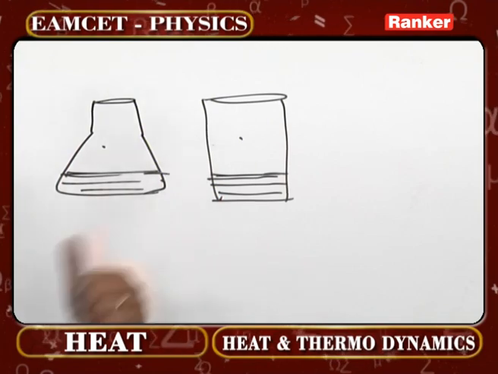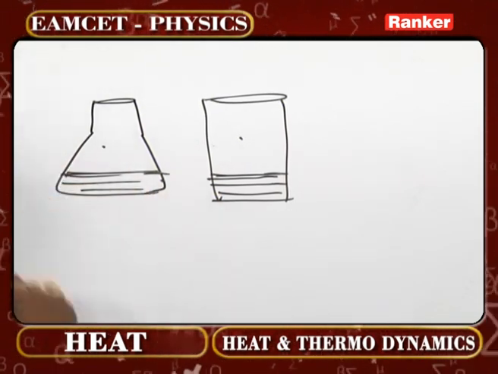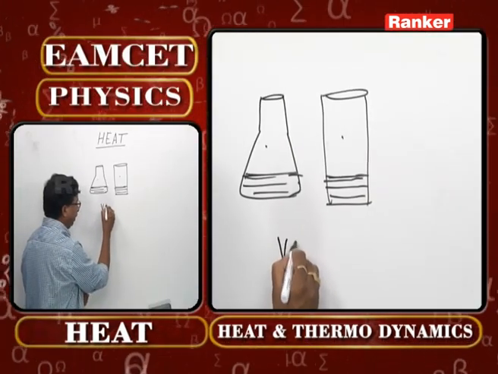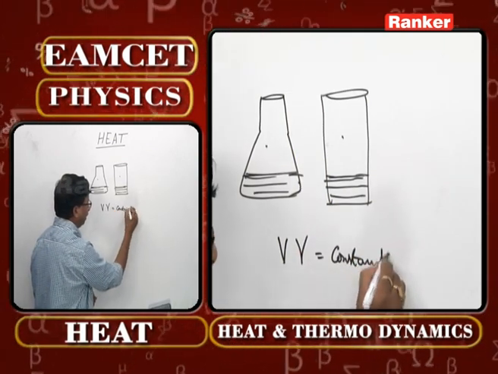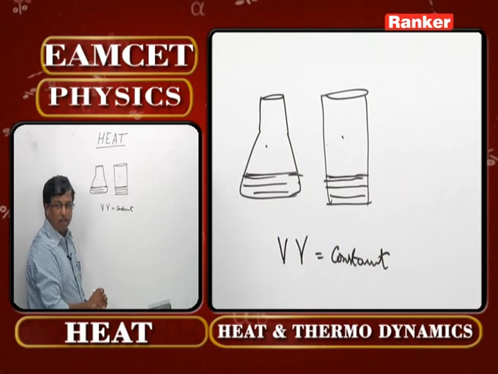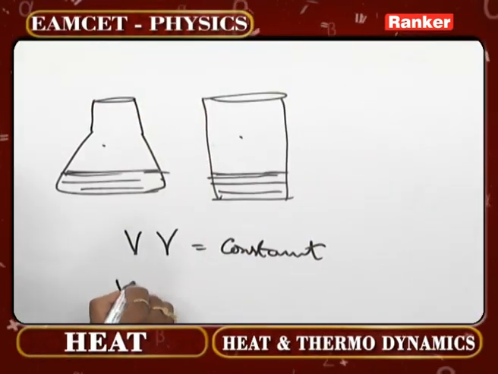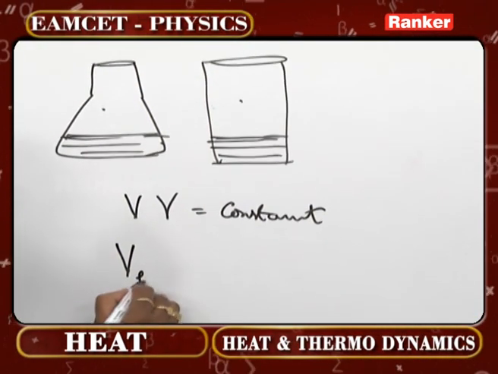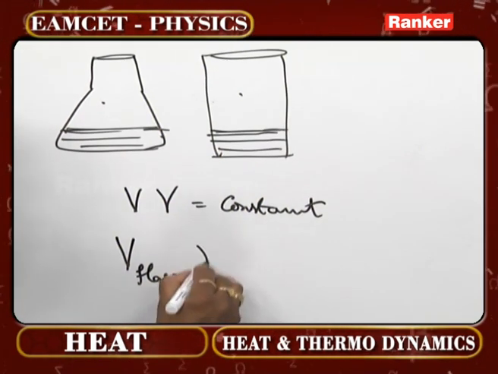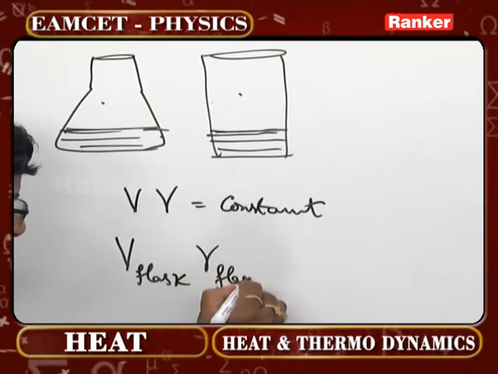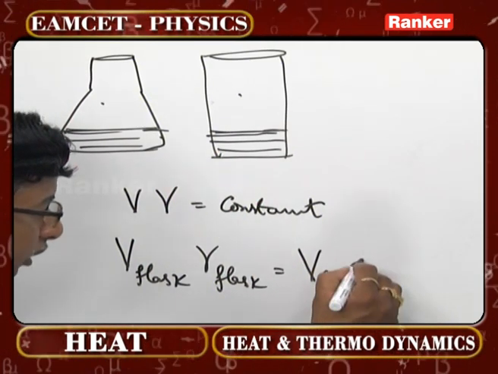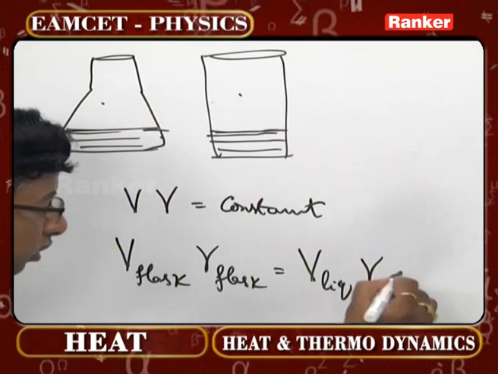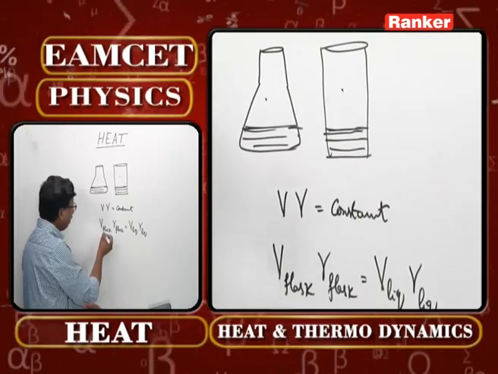That means you should understand that this is possible only when V into gamma of the vessel and V into gamma of the liquid are equal. What should I write here? V of the flask into gamma of the flask should now be equal to volume of liquid into gamma of that liquid. Now what are the values?